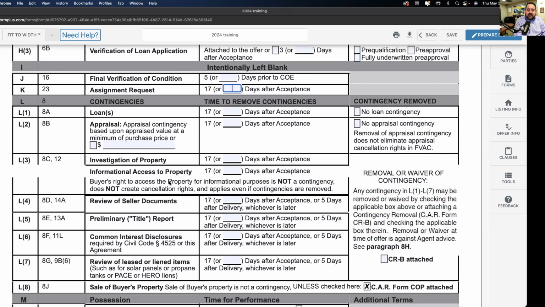17 days. And if you get to day 13, 14, 16, and you can't feel comfortable to remove that contingency, then ask for an extension. But if I were you, if I'm writing a strong offer, and we talked about this last week, I suggest that nobody writes an offer that's less than a 30-day escrow period. But if I am writing a 21-day escrow, because I see you guys do it, I see a lot of people that write these 21-day escrows, and they don't change this timeline. They send it with 17 days. That's not a strong offer.